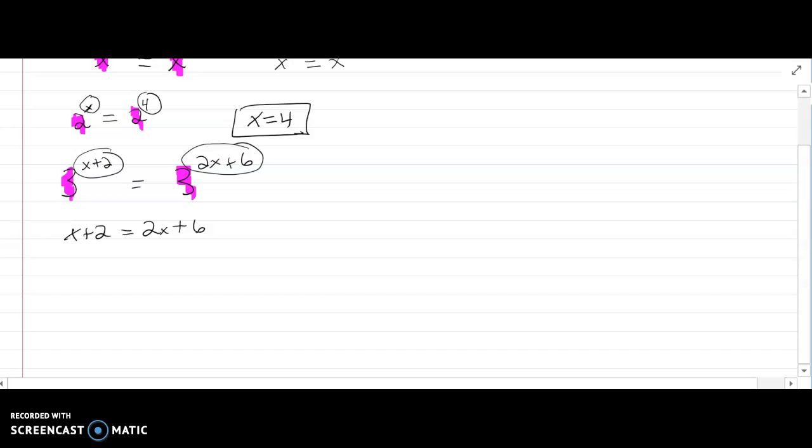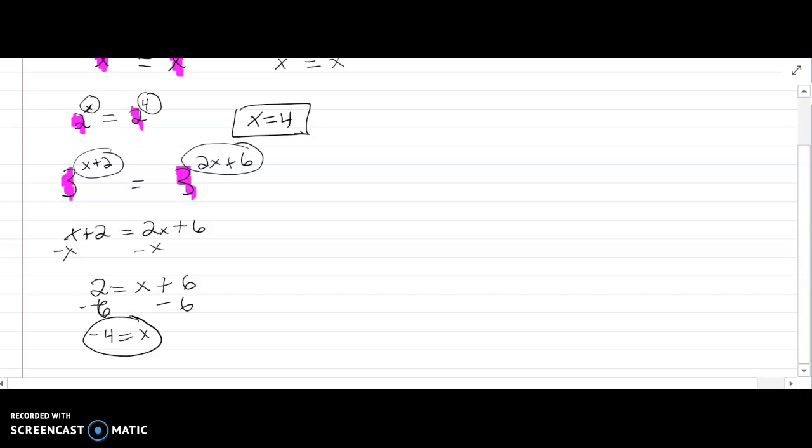Now we solve for x. So I'm going to subtract over x here. I get 2 is equal to x plus 6. I'm going to get x by itself. So subtract 6, subtract 6. I get negative 4 is equal to x.